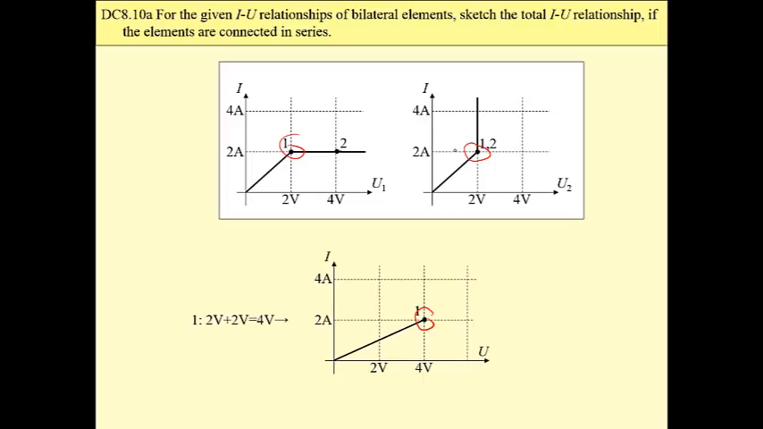The next point will be a point at 4 volt and 2 amp, and at this point we have 4 volt added by the same 2 volt for the second resistor, which is 6 volt, and below we have the total I-U relationship for these two elements connected in series.